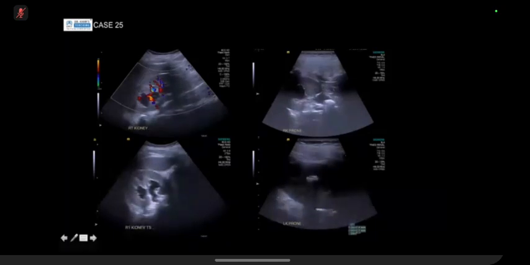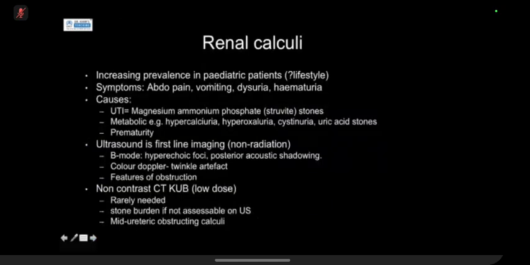So I just included this case because often people don't consider renal calculi in pediatric patients, but there's actually an increasing prevalence being seen in pediatric patients. And it's thought that that's potentially due to lifestyle changes. So people are not staying as well hydrated, children are consuming more meat and things like that, which is putting them at risk of increasing calculi. So just be aware that abdo pain and vomiting in a child can be due to renal calculi as well.